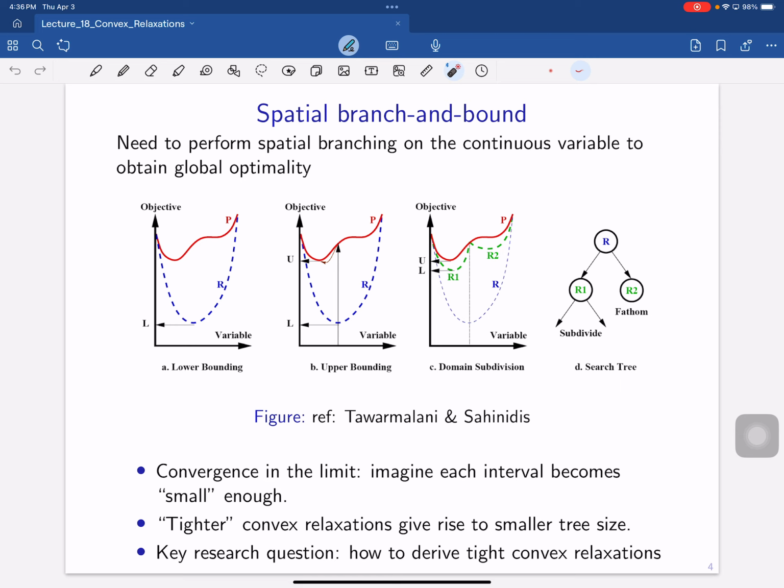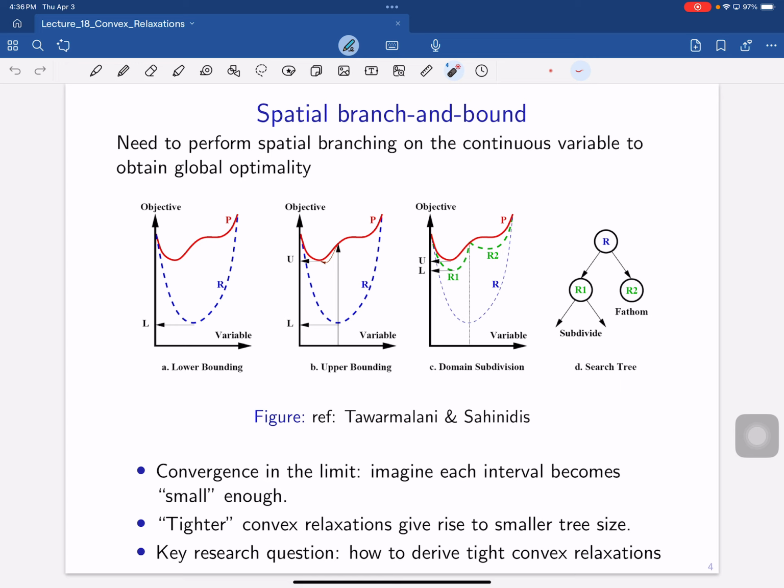Yes? If you have any discontinuities in your f of x, will this also handle that, or does this break down if there are discontinuities? Yeah, very interesting question. If you have a discontinuity, then typically what you will do is model the discontinuity using some binary variable, just like we model piecewise linear functions.